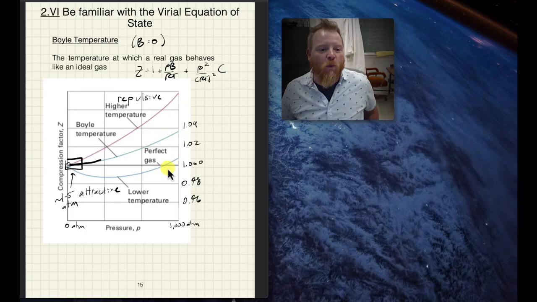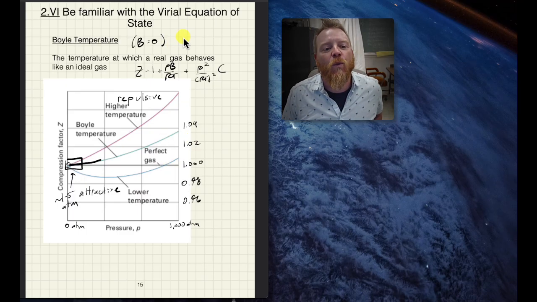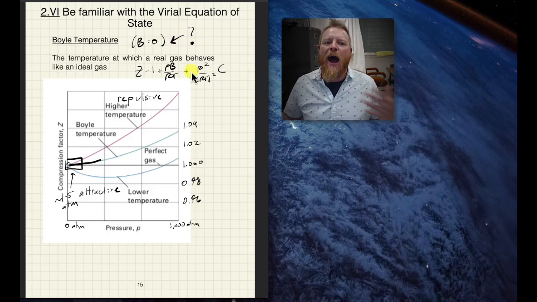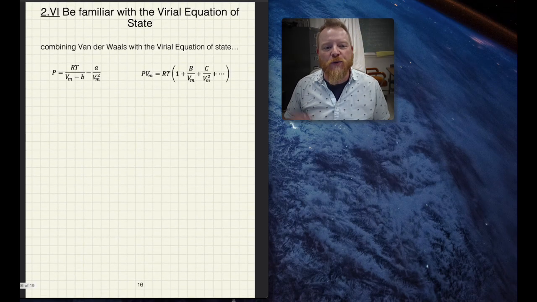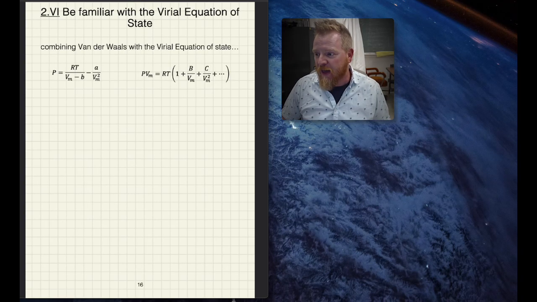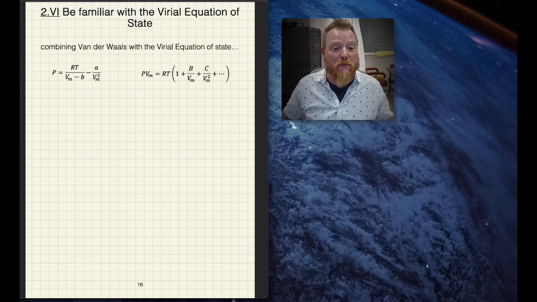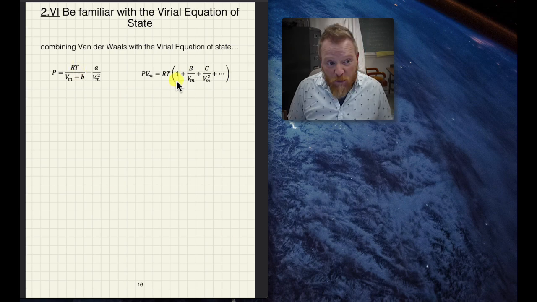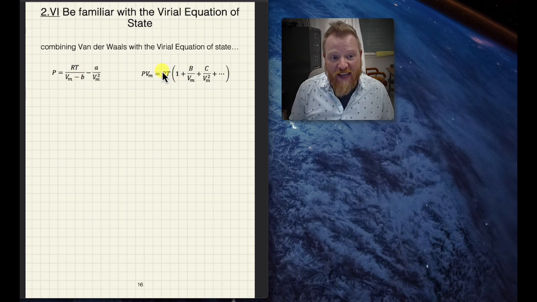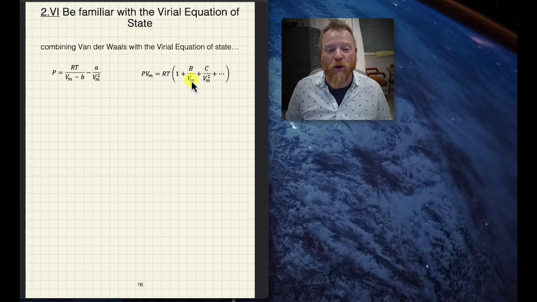Okay, so we have to figure out how we can achieve this. So I'm just going to point to that arrow and make a question mark. How can we get to this constant B being equal to 0? Well, we can do that by playing with the math. And we're going to attempt to now smash together these two equations of state. So we've got van der Waals and we've got the virial. We're going to see if we can't get them to go along with each other.